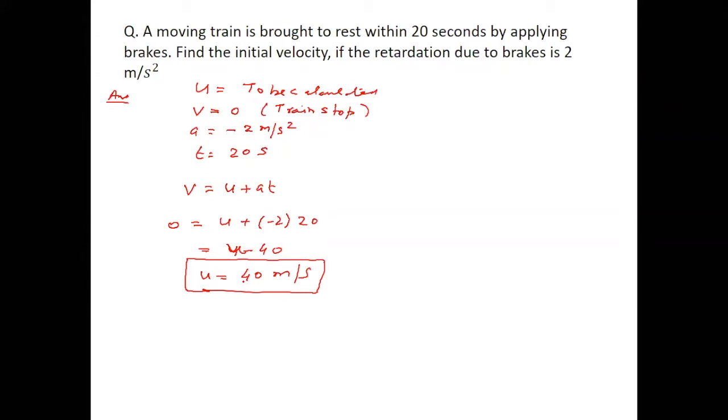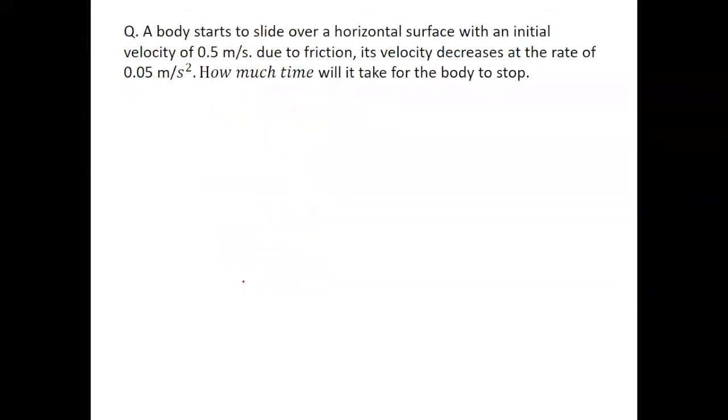Yes, Savita, you found out this u is 40 meter per second. Emil, Abhishek, Pradeep, any doubt on this question? u, the initial velocity, is to be calculated. v is 0 because the train stops, and because here it is a retardation, that's why it's a minus. Good. Okay, so next question.